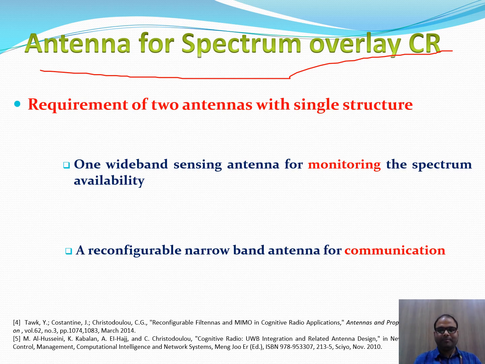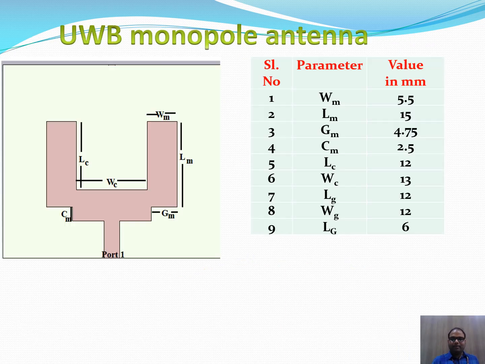So what is the requirement? First we have to find out where there is spectrum scarcity. That means we have to monitor the spectrum to find where there is a spectrum gap, and then in that gap we have to communicate. So for that, what do we do?